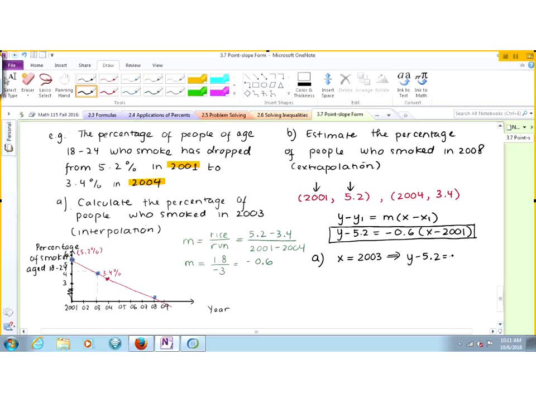So Y minus 5.2 is equal to negative 0.6 times, okay, I should write it here. Y minus 5.2 is equal to negative 0.6 times 2003 minus 2001. Can you calculate it now? Oh yeah, that's very easy. So what is this? Y minus 5.2 is equal to negative 0.6 times 2. So what is Y?